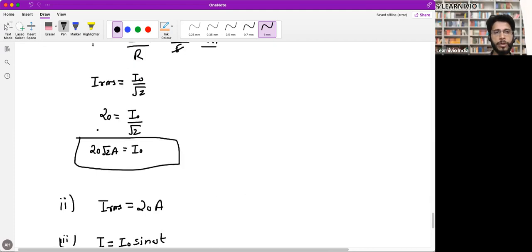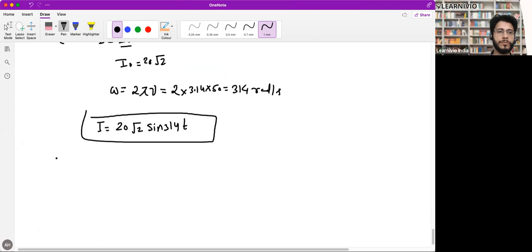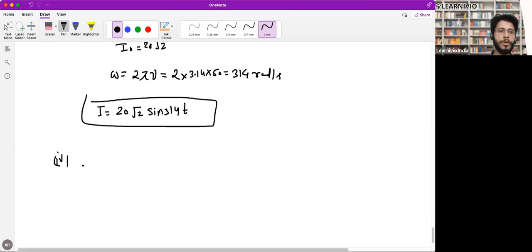The next part, what I want is the power factor. Nazira, what's the formula for power factor? Cos phi. So for a resistor, phi is 0. So we get power factor to be 1.